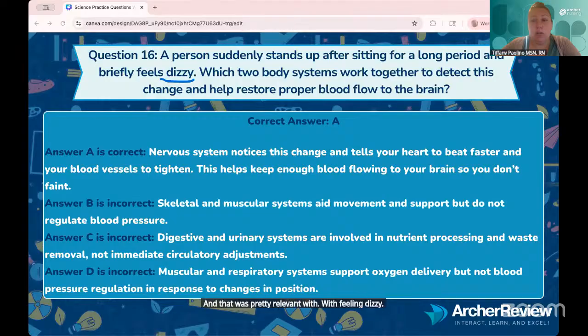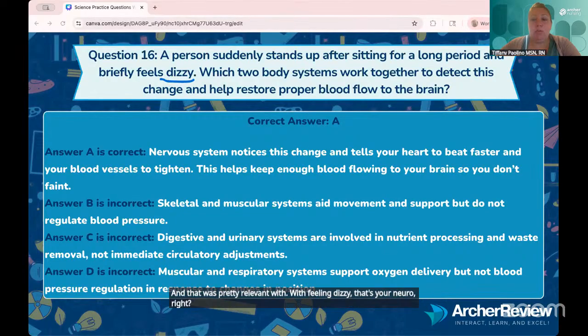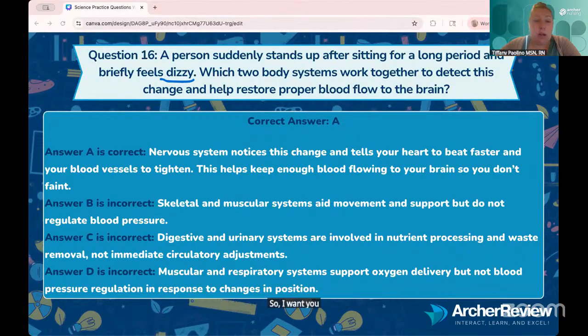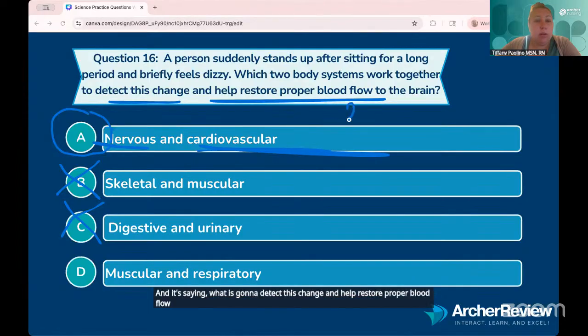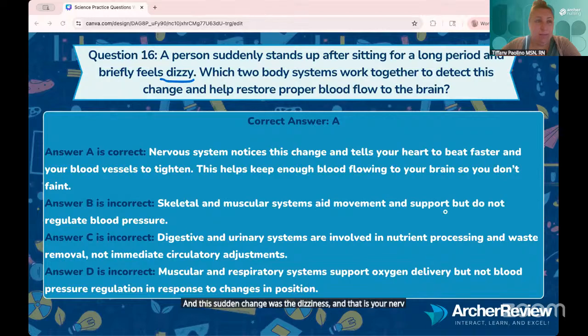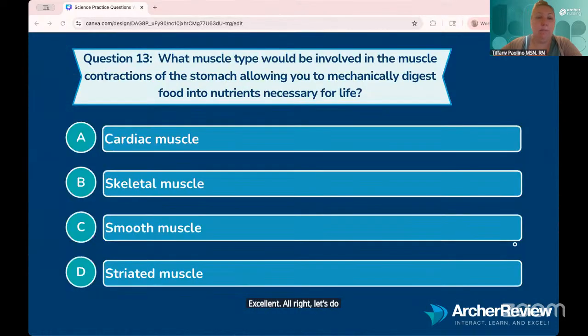That's your neuro, right? So I want you to look at the question again. And it's saying, what is going to detect this change and help restore proper blood flow? So everything to do with blood flow is the heart. And this sudden change was the dizziness, and that is your nervous system. Excellent. All right, let's do another anatomy question.